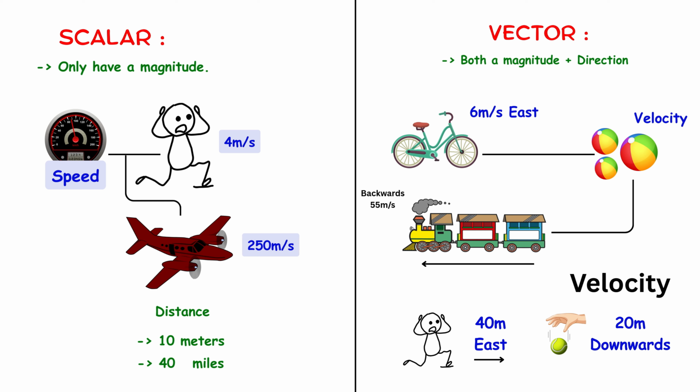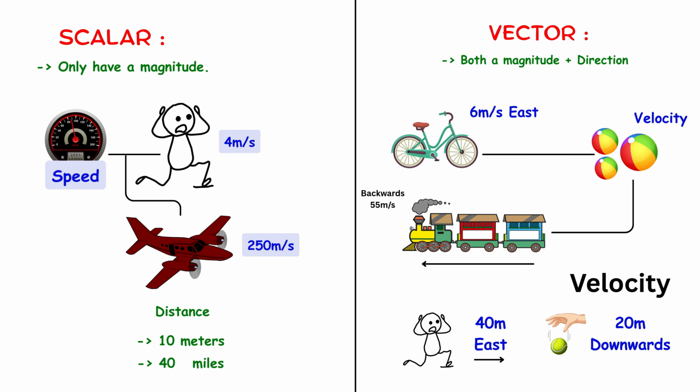For instance, speed is classified as a scalar quantity because it simply tells us how fast something is moving without mentioning the direction. Examples of speed include a person running at 4 meters per second or a plane flying at 250 meters per second. These values express how fast the objects are moving, but not where they are headed.